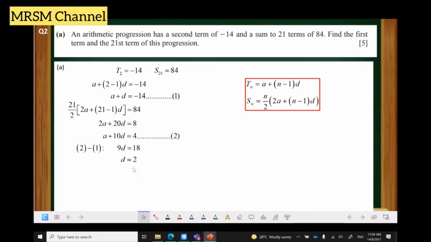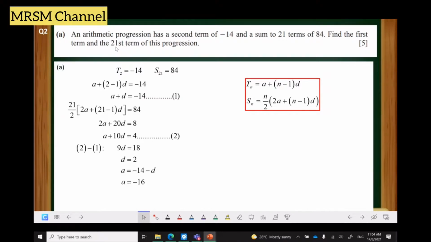Okay. Once you get D, cari A. Okay, you can substitute into equation 1 ataupun into equation 2. So A is equal to negative 14 minus D, D is 2. So A is equal to negative 16. Okay, so dah dapat dah first term.